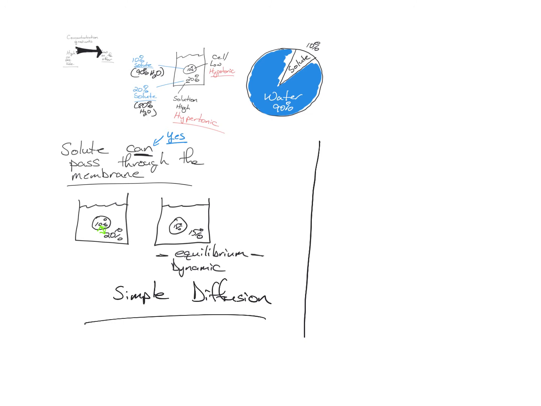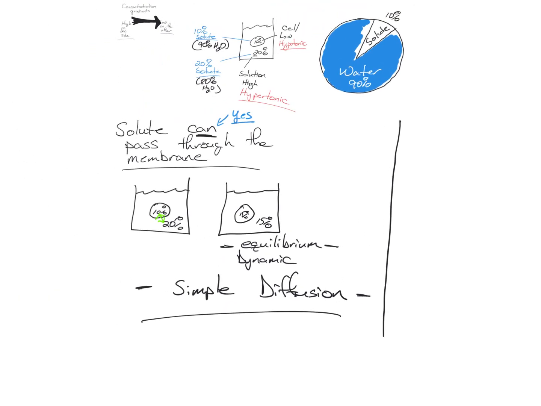So that's simple diffusion. When you see those kinds of problems, you're like, yes, I got this. Don't make a mistake. It's just high to low. They're not going to tell you it's simple diffusion. They're going to give you a situation. How do you know it's simple diffusion? There's two key points, all right? The first key point is the solute can pass. It can pass.